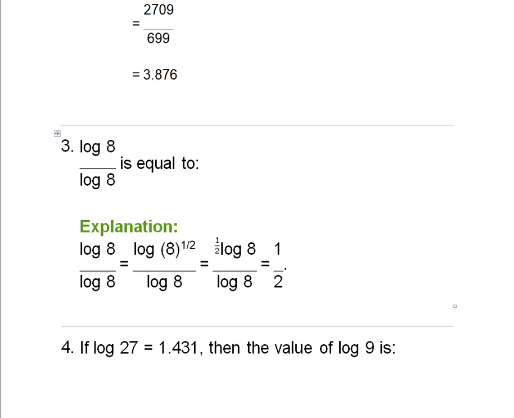Next, log 8 divided by log 8 is equal to, okay, log 8 can be written as log 8 to the power 1 by 2 divided by log 8. So it will be 1 by 2 log 8, and in the division log 8 is there. So log 8 will be cancelled by log 8 and the remaining is 1 by 2. So that means you can write it equals 1 by 2.